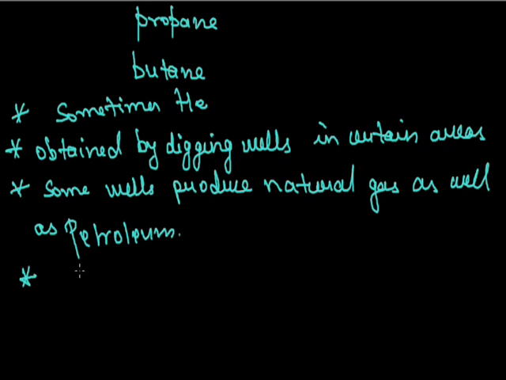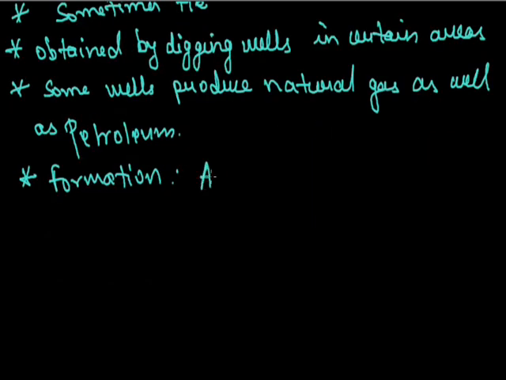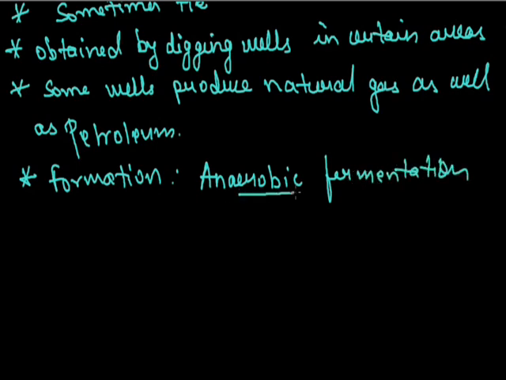Now we will discuss the formation of natural gas, how natural gas was formed. It is formed by the decomposition of organic matter buried under the sea millions of years ago. The process can also be called anaerobic fermentation. Now what does this term mean? Anaerobic fermentation is fermentation in the absence of air. Aerobic is related to oxygen and air. Anaerobic means without oxygen. So the decomposition in the absence of air leads to the formation of natural gas.